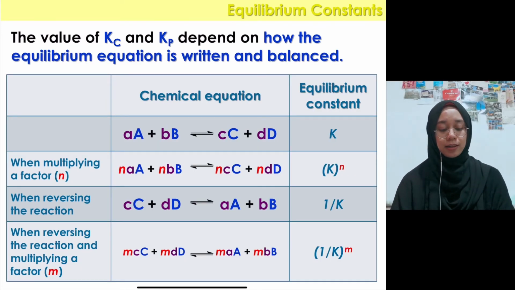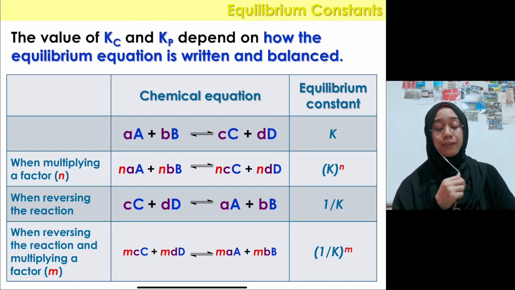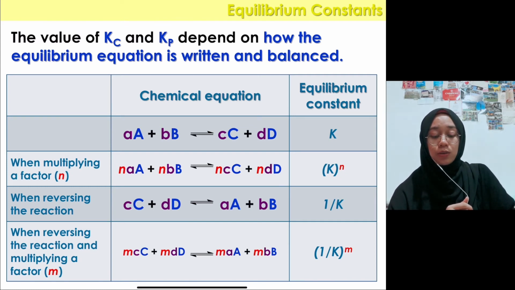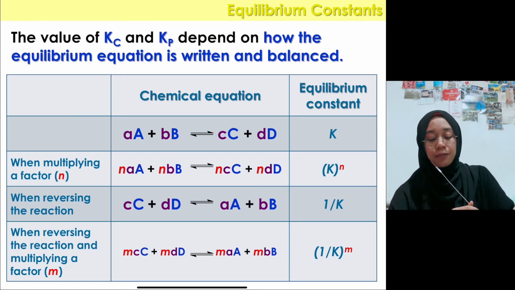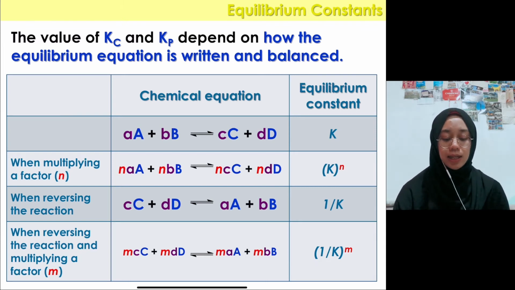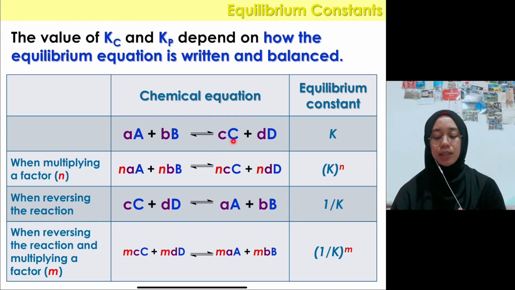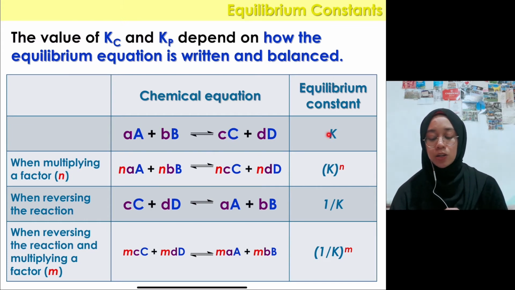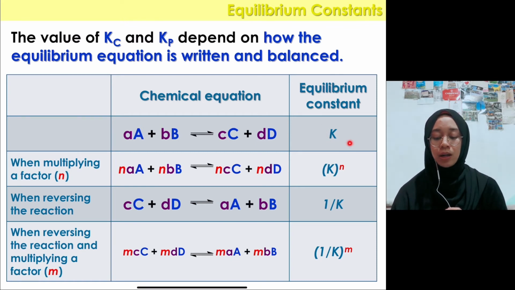Okay, jadi the value of KC and KP, it actually depends on how you write the equation. Okay, so how the equilibrium equation is written and balanced, that will affect the value of KC and KP. So for example, for chemical equation yang atas kali ni, A plus B menghasilkan C plus D. That is the constant one lah. Itu yang kita dapat initially.